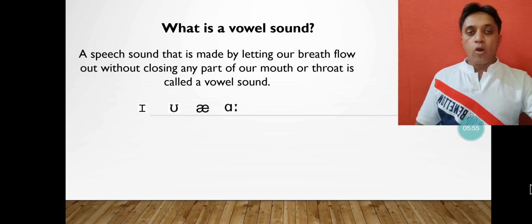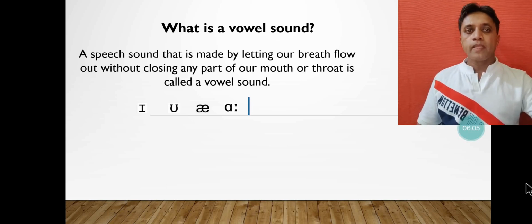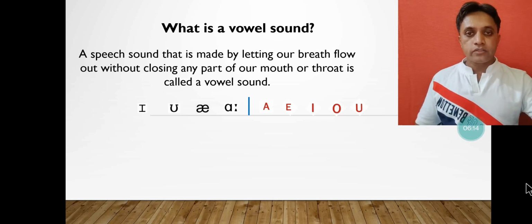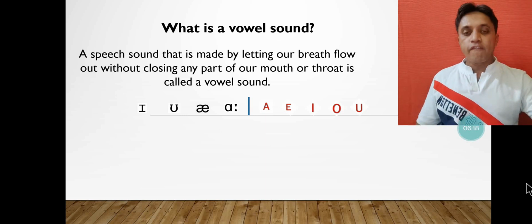You see, when I say all these vowel symbols, the air flows out of my mouth without any interruptions. And it's the same in the case of vowel letters as well, like A, E, I, O, and U. Again, when we say all these 5 vowel letters, the air flows out, the mouth is open, and there is no obstruction of air by any part of our mouth.